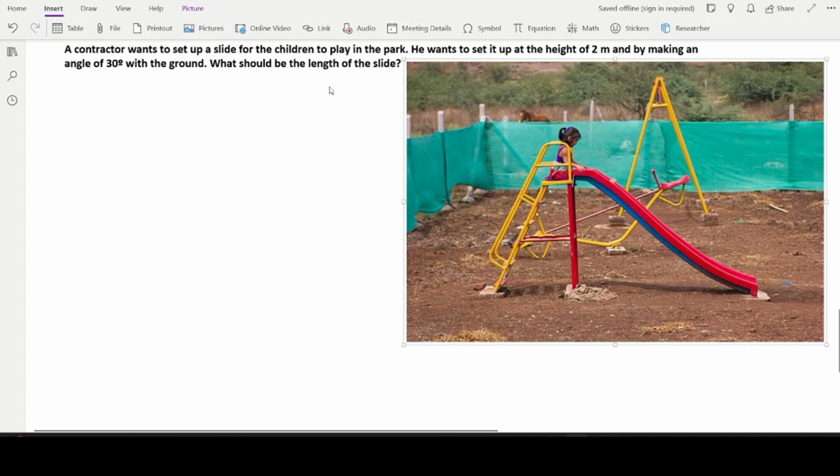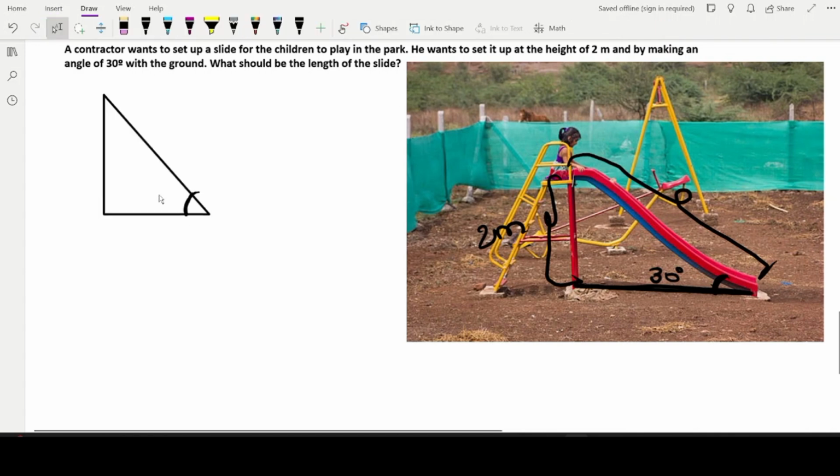So the contractor wants to set up a slide for the children to play in the park. He wants to set it up at a height of 2 meters, so the height will be 2 meters, and by making an angle of 30 degrees with the ground. So this is making an angle of 30 degrees with the ground. What will be the length of this slide? The angle that is made here is 30 degrees and the height he has given us is 2 meters. Now he is asking us to find the length of this slide.